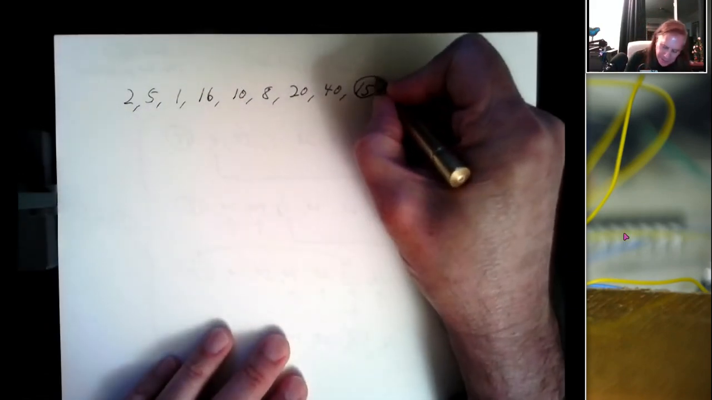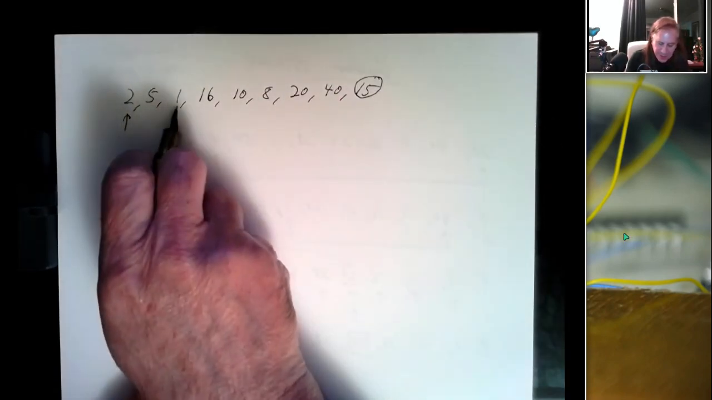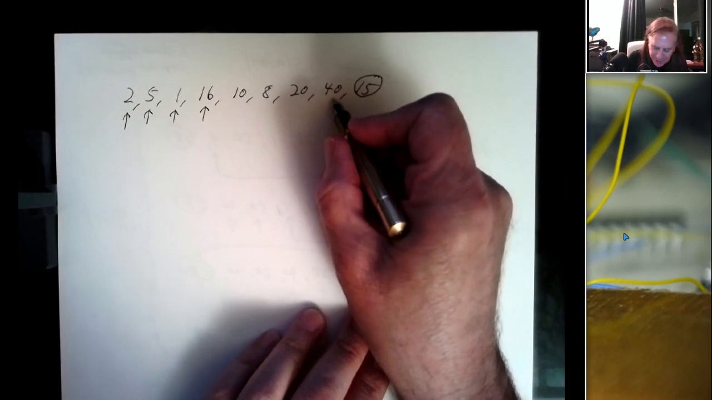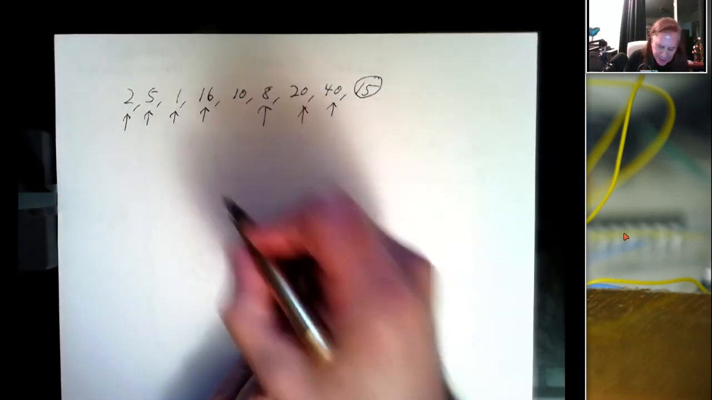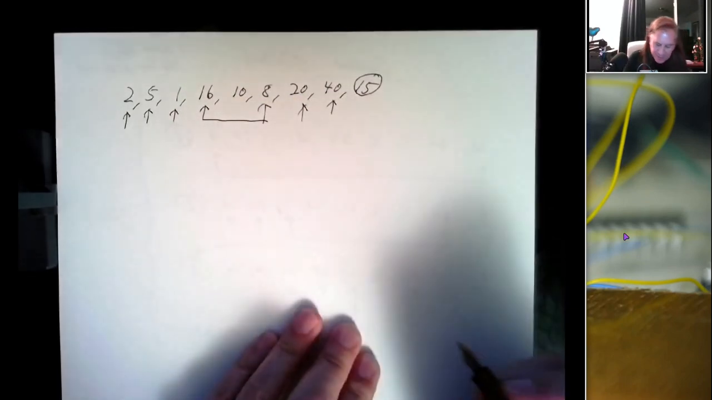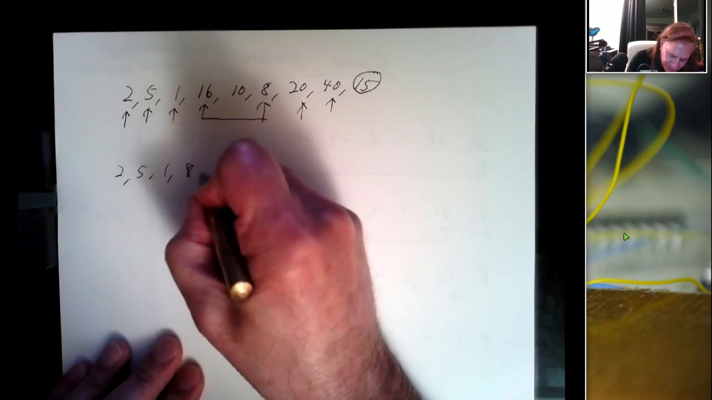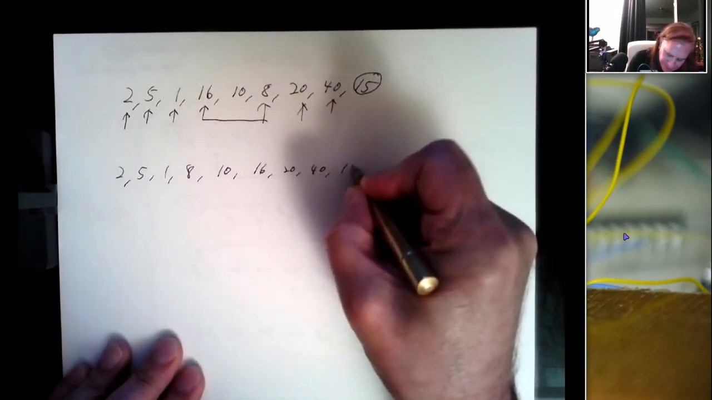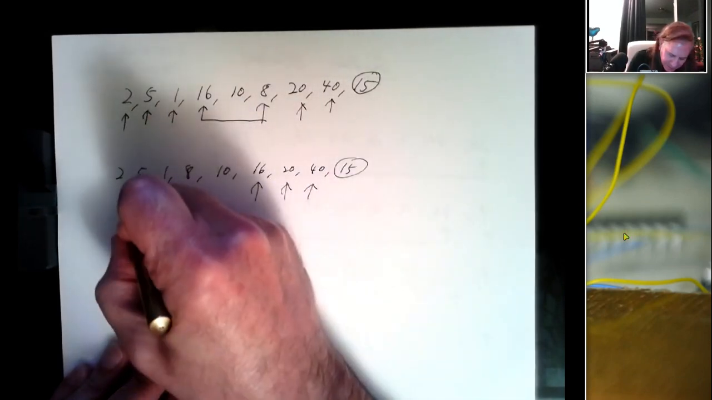So here's our pivot. We're going to start here and move to the right till we find something bigger than 15. So that's okay, that's okay. There's a number bigger than 15. Now we'll move to the left and try to find something smaller than 15. We stop right there. These two numbers have to be swapped. So we get 2, 5, 1, 8, 10, 16, 20, 40, 15. 15 is our pivot.